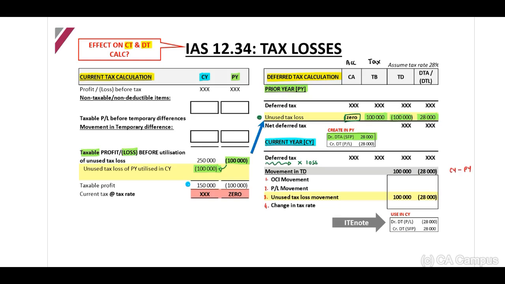Now, when you look at this, remember, in our current year, we use the deferred tax asset. Therefore, if we use the asset, our deferred tax will be credited because this will decrease. If you think about your T account, an asset, increase on the debit side, decrease on the credit side. And we will debit our deferred tax in our profit and loss.